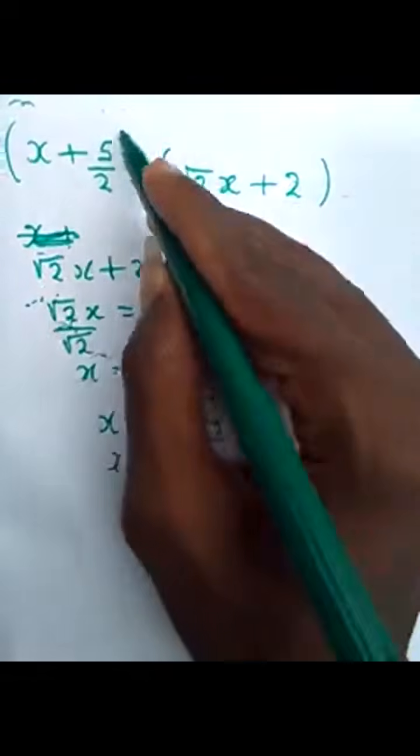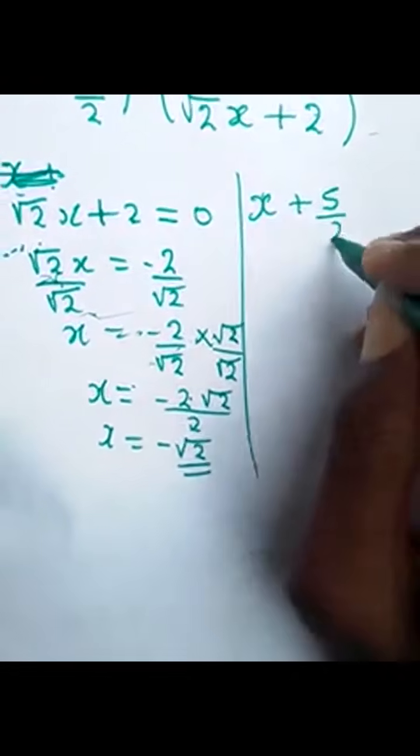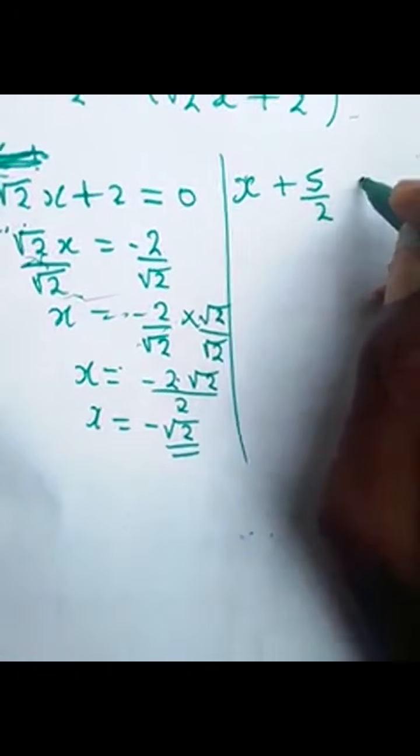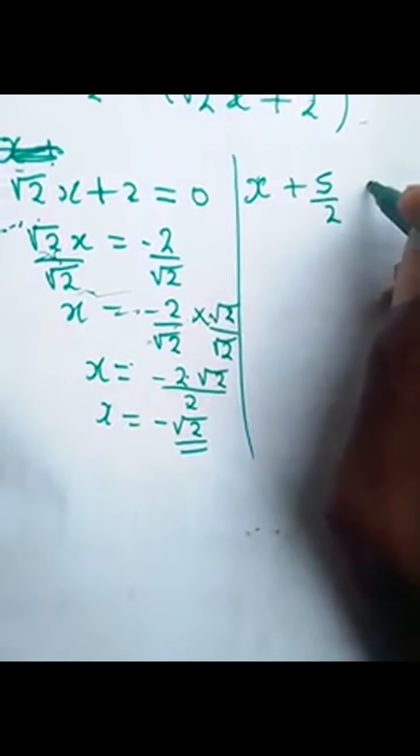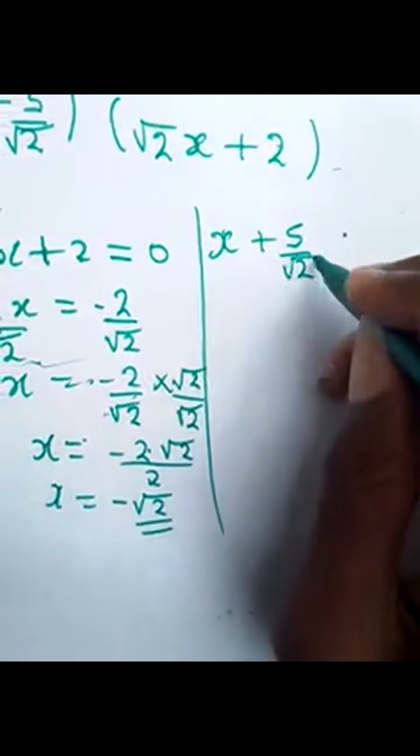So now I'll get this one and equate to 0. So x plus 5 over 2. Wait, have I forgotten something? No, is this what I wrote? The one on the denominator is square root. It is square root. Yeah, square root of 2. So this one is square root.